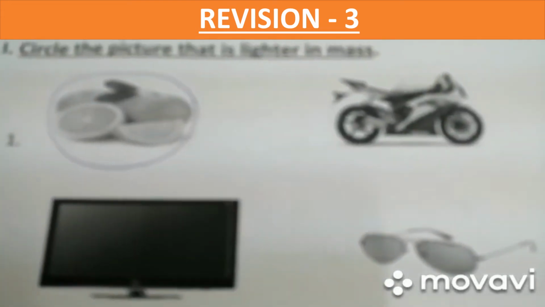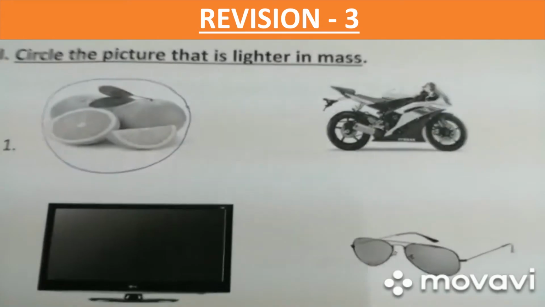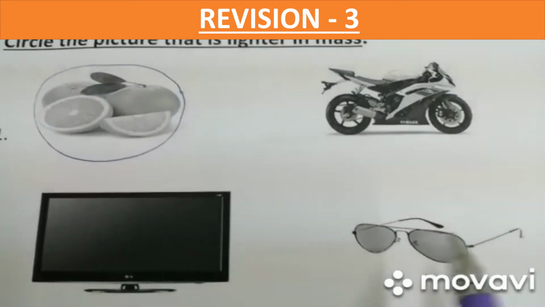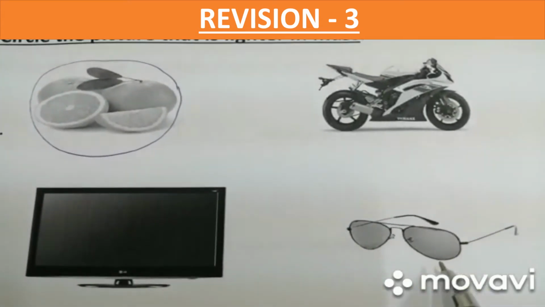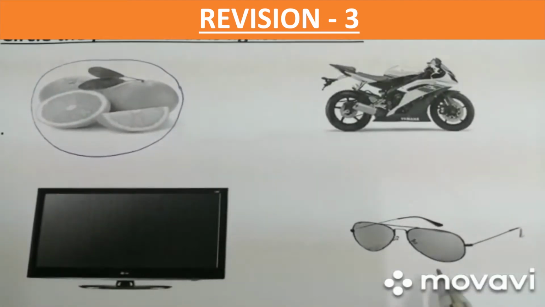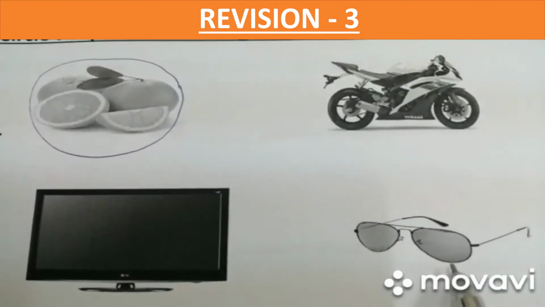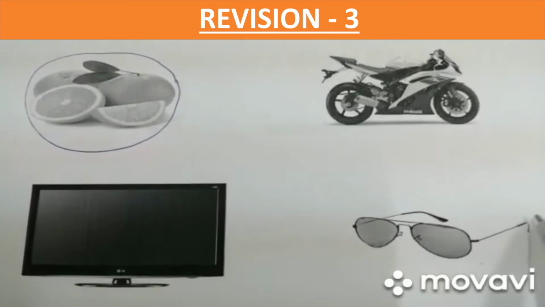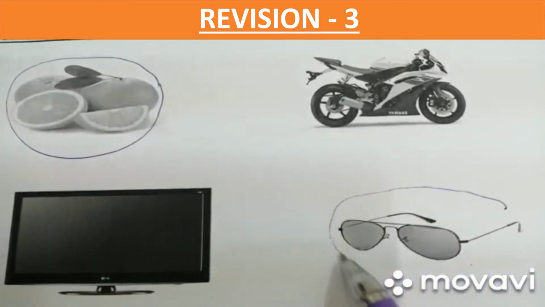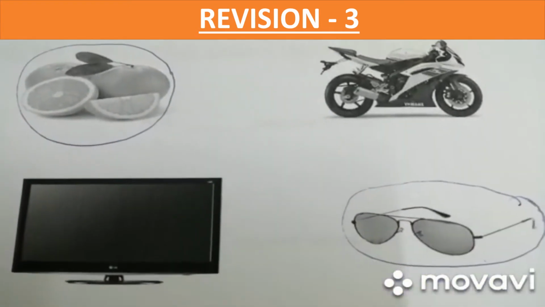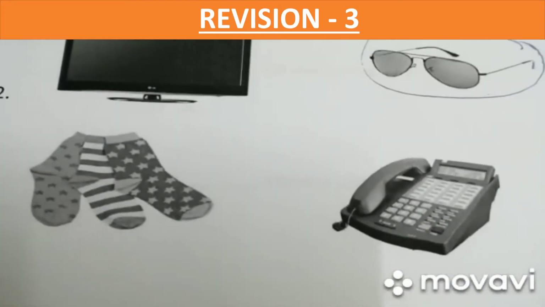See, what is this? This is LCD. Okay, this is a television. And what is this? This is goggles. Okay, sunglasses. So can you tell me which one is the lightest out of these? Very good. This one is the lightest out of these two. Okay. Now let's do another one.